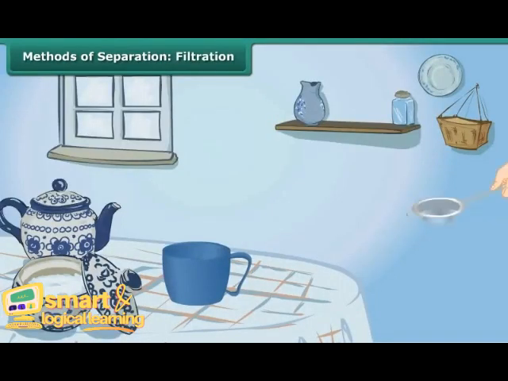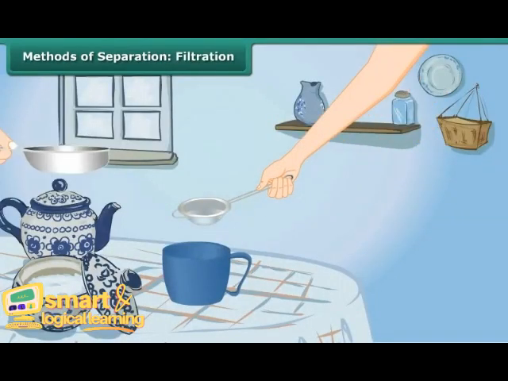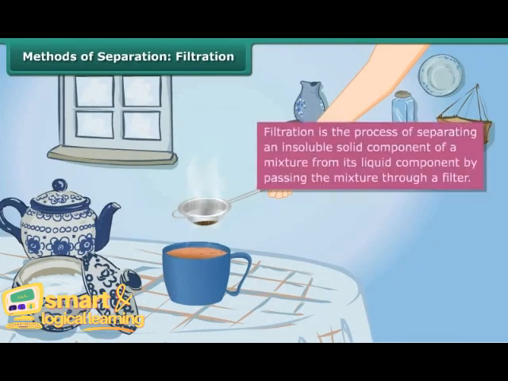Children, after preparing tea, this tea stall owner pours the mixture into the tea strainer. The tea passes through the holes of tea strainer, leaving behind the tea leaves in it. This process of separation is known as filtration.